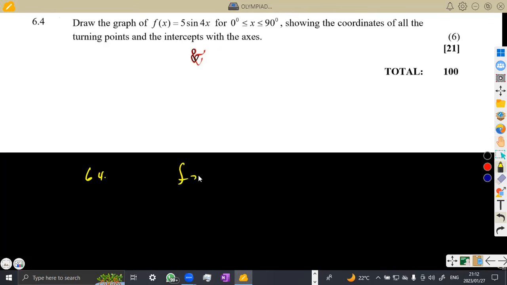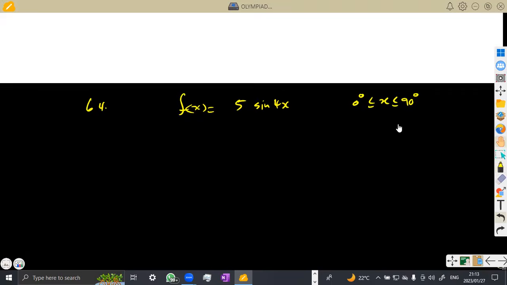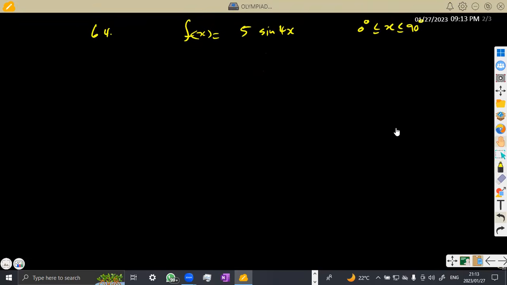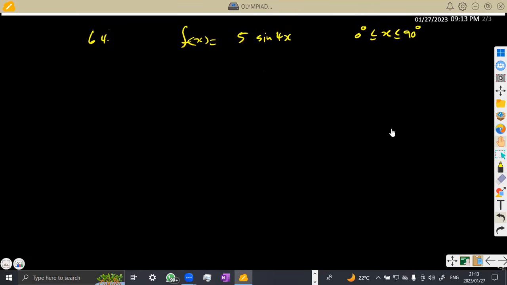Okay, so you're given that this is f of x, which is equivalent to 5 sine 4x, okay? And our x is supposed to range from 0 degrees to 90 degrees. Okay, so that's what we have, and showing the intercepts and so forth. I explained previously that if you are to sketch, actually you're drawing on graph paper, but here I'm just going to show you the sketch, how it's going to look. What you need is a table of values. That's the easiest way that you can use.